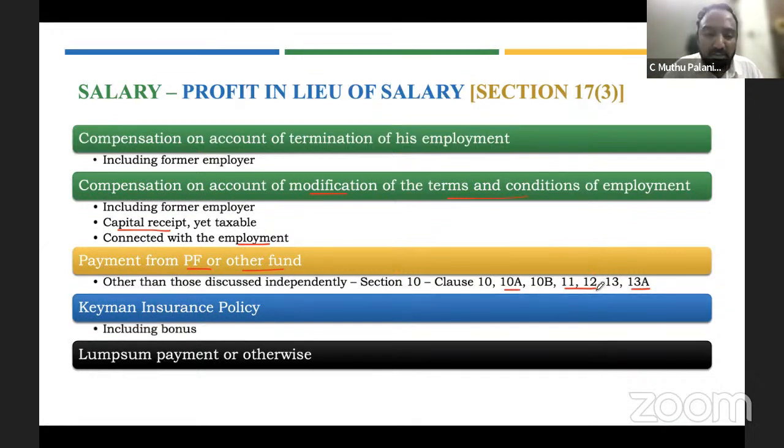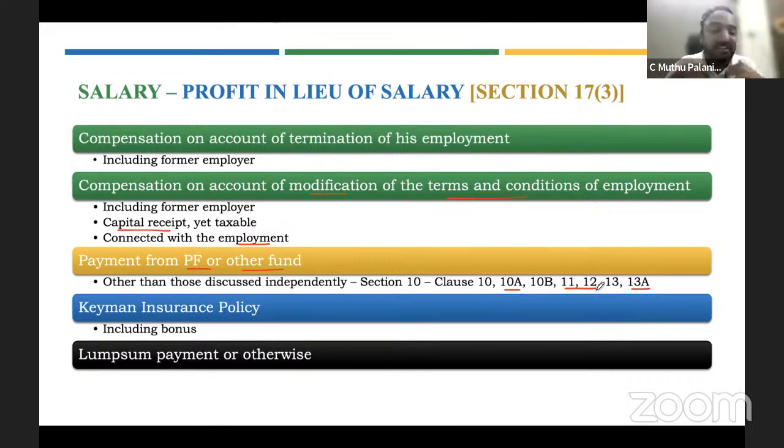And next is key man insurance policy. What is key man insurance policy? Key man, so key managerial person. So any key managerial person, for example, in a partnership firm, the most important people will be the partners. So their life could be insured, because if something happens to them, the firm will get affected.